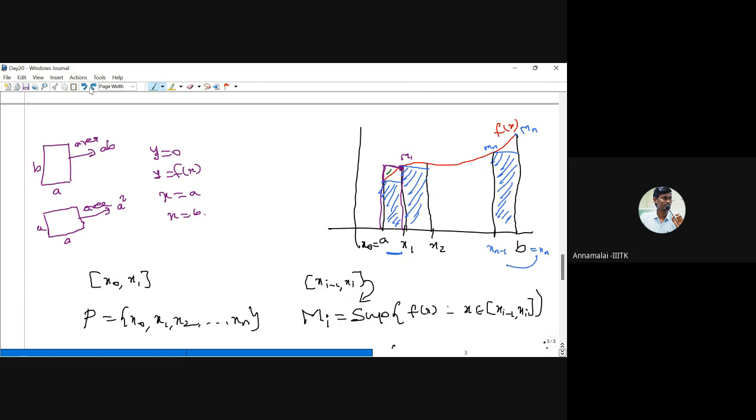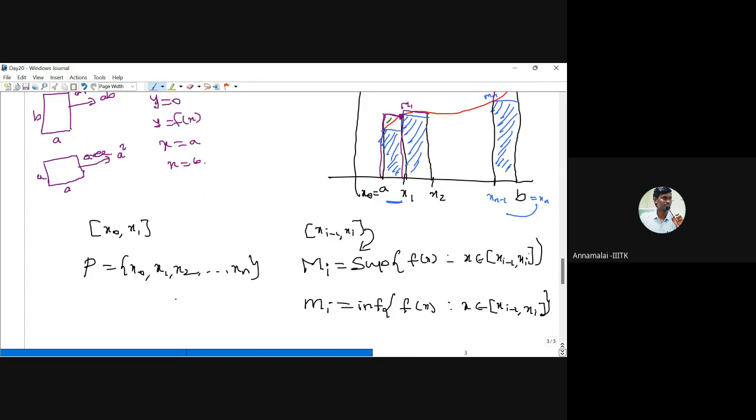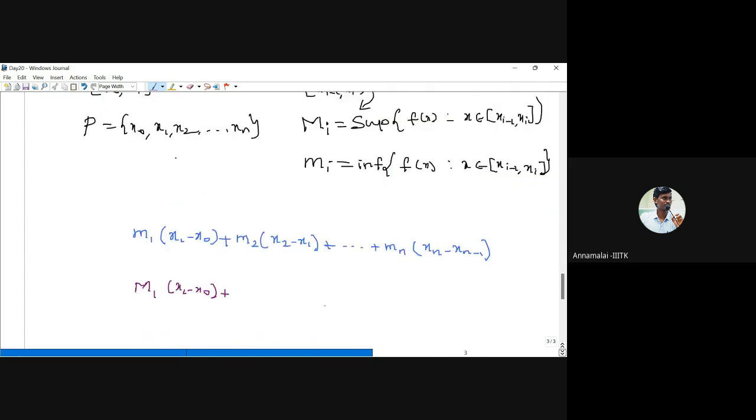Now look at the second rectangle. Maybe we can extend this into a smaller thing, and then you get a rectangle. This is actually M2 into base. So in general, the final one: we can extend this line and form the rectangle. What is the height? Capital Mn. What is the base? xn minus 1. Similarly, we get M2 into x2 minus x1 plus etc., plus Mn into xn minus xn minus 1.